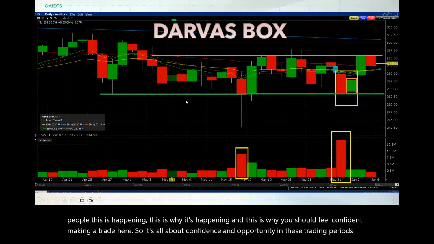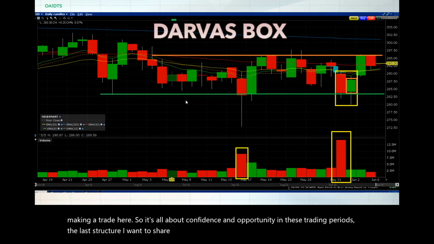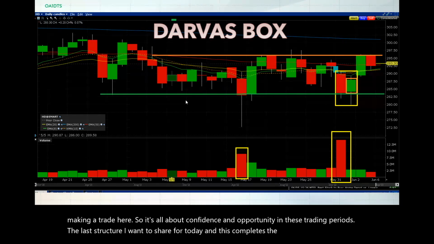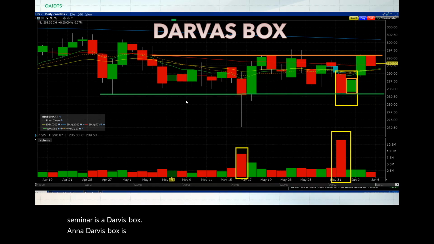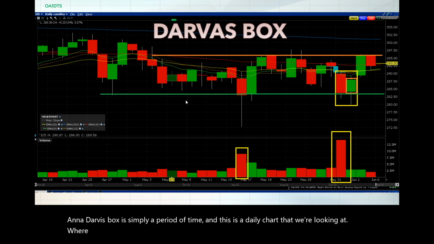The last structure I want to share for today, and this completes the beginner's basics seminar, is a Darvas box. A Darvas box is simply a period of time, and this is a daily chart that we're looking at, where a severe sideways pattern develops between the bulls and the bears, not giving ground. So there's no trend going on up or down.